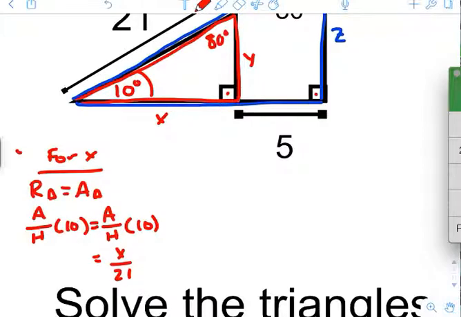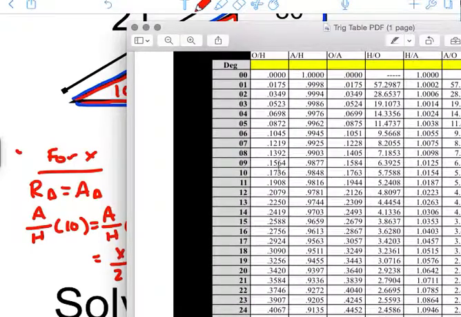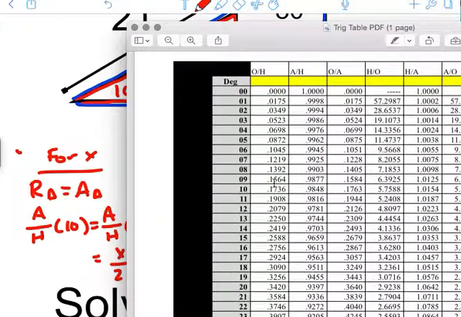I have to go to my trig sheet to find a 10-degree angle way up here. For the 10-degree angle, A over H is going to be the second column, so it's going to be 0.9848.